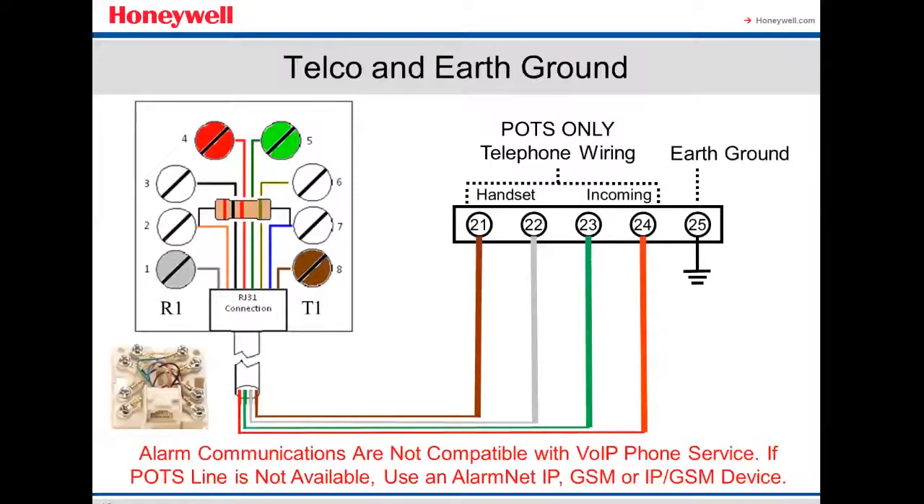Okay, here we have the other 5 terminals we didn't see in the diagram. 21, 22, 23, 24 are for the telco, for the phone line. And 25 is for air ground. Okay, this is for the analog line.